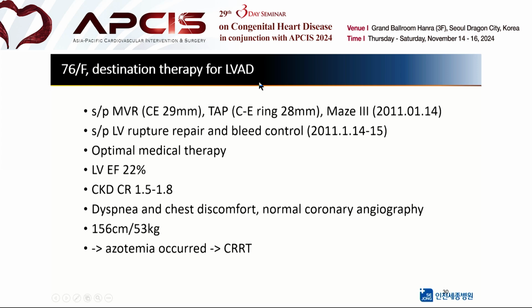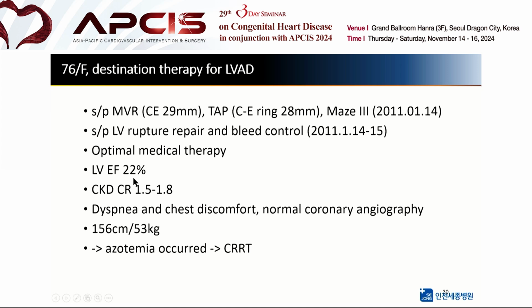And the second case I would like to show you is an LVAD case, a very old patient, 76 years old, for destination therapy LVAD. She had MVR and TAP and major P. At that time, LV rupture occurred and was repaired. And even with optimal medical therapy, her ejection fraction was only 22%. And she got CKD because of cardiorenal syndrome. She was admitted several times due to dyspnea. We were very cautious about her age, and also she is very lean and very frail.